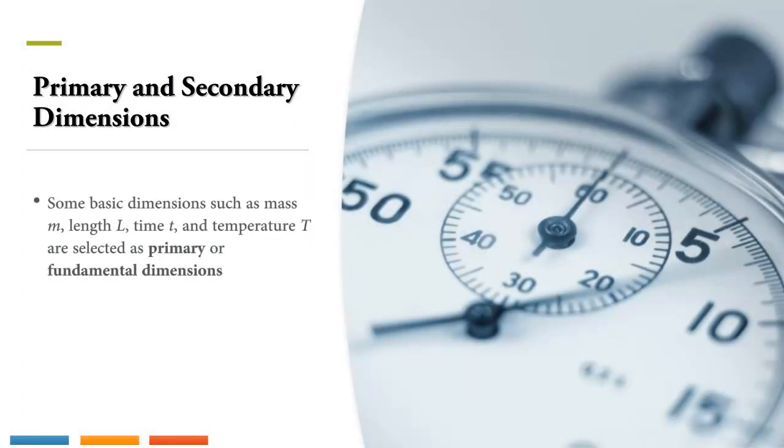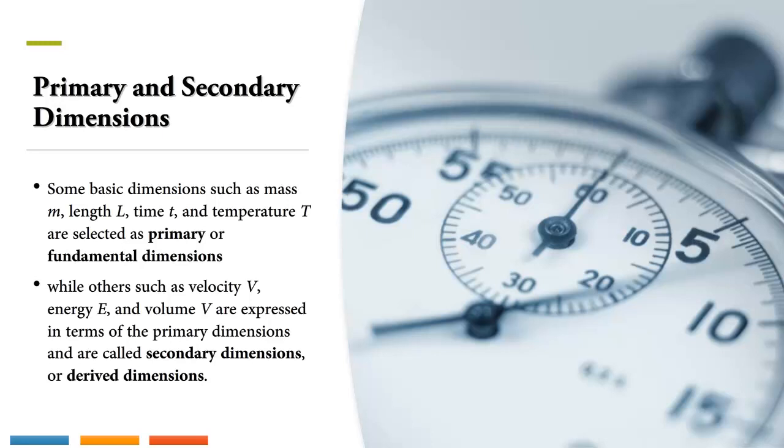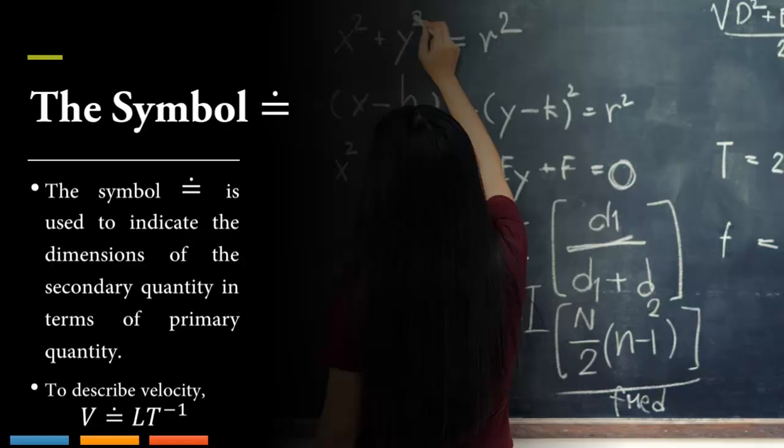Dimensions can be categorized as primary and secondary. Some basic dimensions such as mass m, length L, time t, and temperature T are selected as primary or fundamental dimensions, while others such as velocity V, energy E, and volume V are expressed in terms of the primary dimensions and are called secondary dimensions, or derived dimensions. The symbol dot equals, which refers to as defined as, is used to indicate the dimensions of the secondary quantity in terms of primary quantity. To describe velocity, V dot equals LT to the -1, or meter per second.